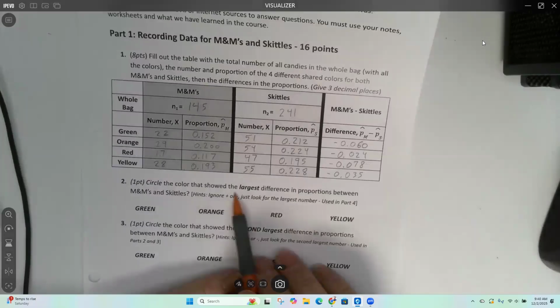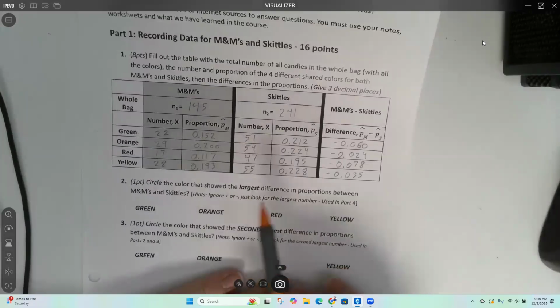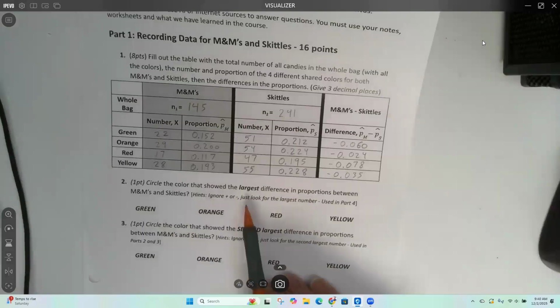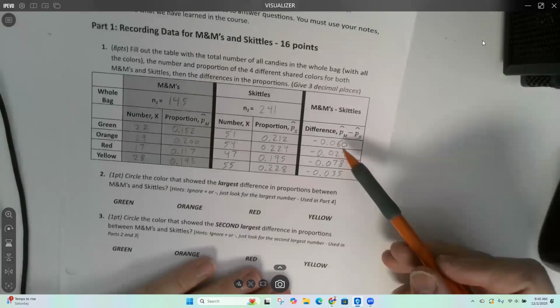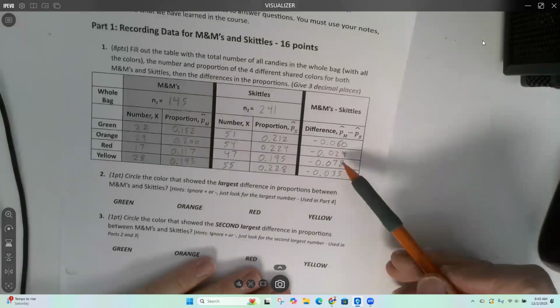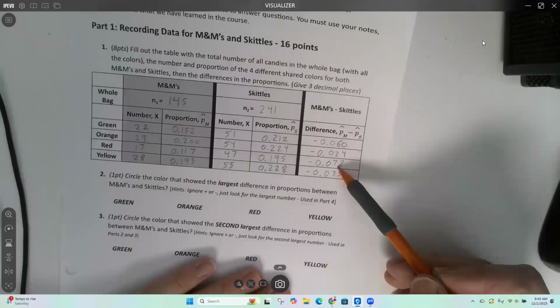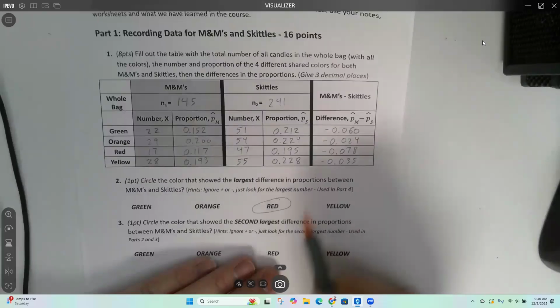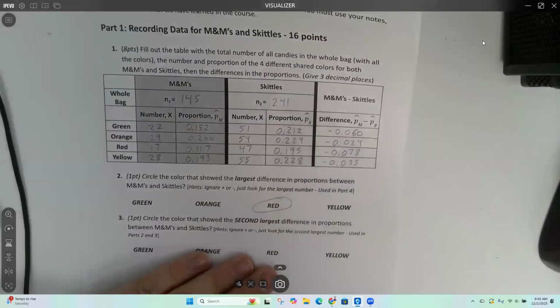Circle the color that had the largest difference in proportions between M&Ms and Skittles. So basically ignore the plus or minus and just look for the largest number. So this one was 6% for me, 2%, 7%, 3%. So mine was red. Red had the biggest difference. Okay.